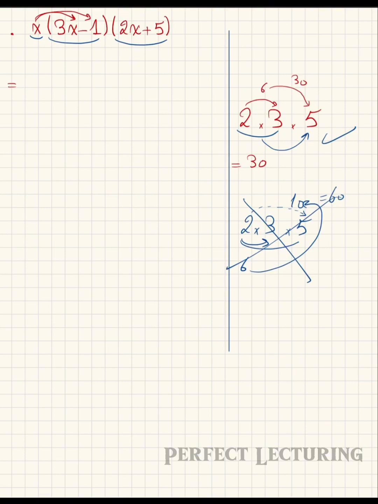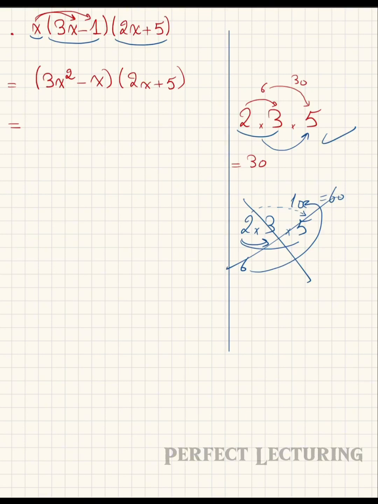So I distribute x over 3x minus 1, that becomes 3x to the power of 2, and x times negative 1 is negative x. What about 2x plus 5? I just copy it for now. You see? So I just distributed x over one of the terms, and then I do the actual multiplication as we did in the previous examples.